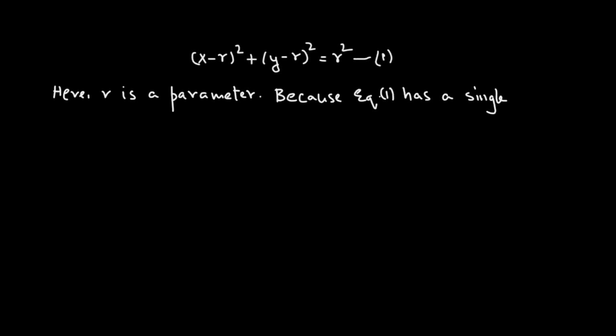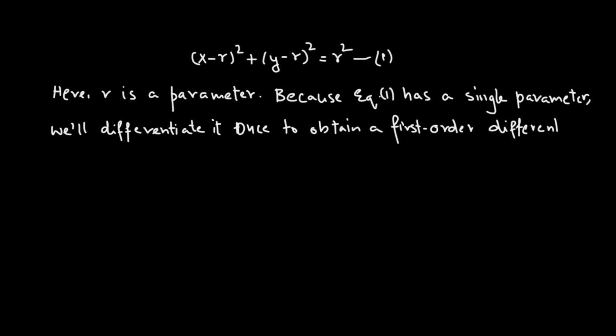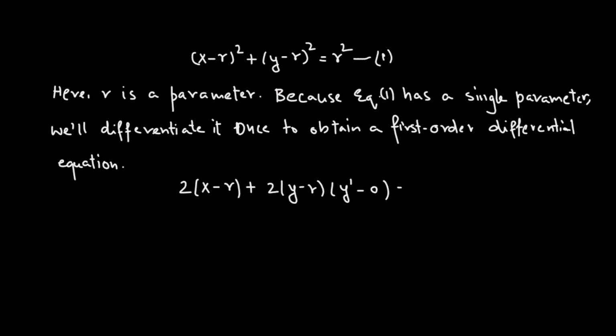Because equation 1 has a single parameter, we will differentiate it once to obtain a first order differential equation. That gives us 2 times x minus r plus 2 times y minus r multiplied by the differentiation of y minus r, which gives us y prime minus 0, r being a parameter or a constant. Here y prime represents the derivative of y with respect to x, equals 0. Factoring out the 2, we have x minus r plus y minus r times y prime equals 0.